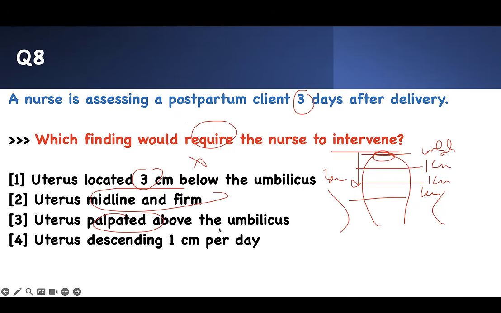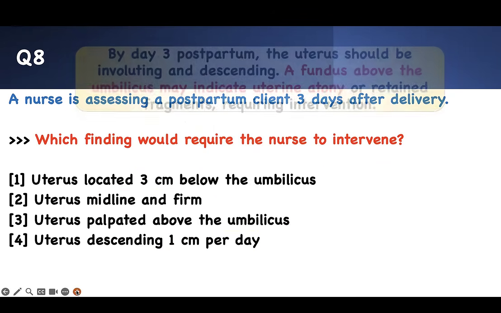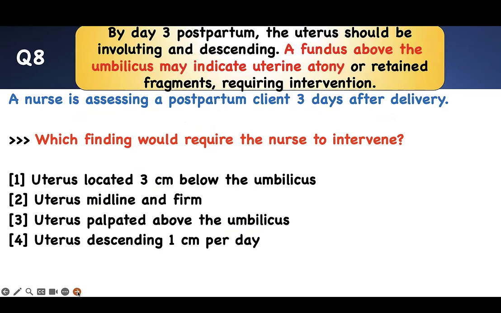Uterus is palpated above the umbilicus. 3 days, you stay boggy. If you're above the umbilicus, you're going to bleed. Uterus descends 1 centimeter per day. That is the requirement. Therefore, which one requires intervention? What do you think? Number 3. You see the strategy. That's the concept I'm using to answer the question.